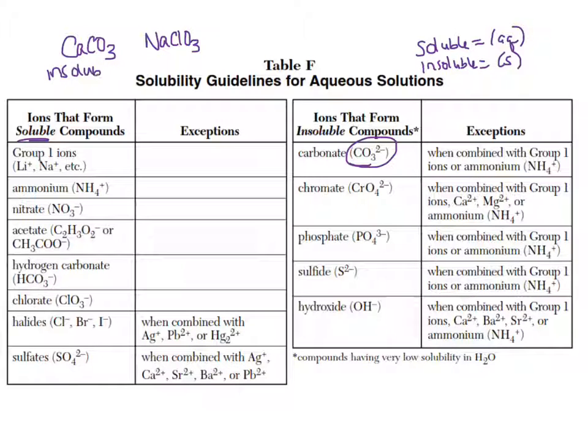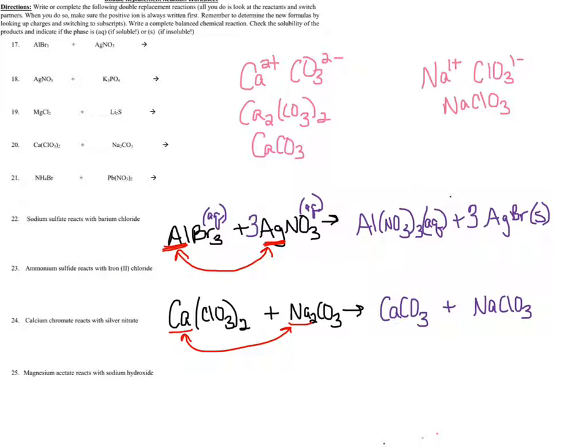And NaClO3, it doesn't matter which thing I check, I can actually find both of them on here. Here's Na, it's in group 1, always soluble, or I could have looked up the chlorate part and saw it's always soluble. I should get the same answer no matter which part I'm checking, so this would be soluble. So let's go add in our phases. Remember, for insoluble, we're putting a solid, and for soluble, we're putting aqueous. So CaCO3, we said was our solid, and NaClO3 was aqueous.